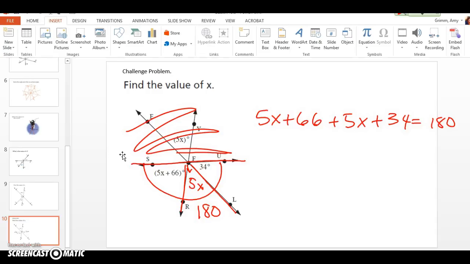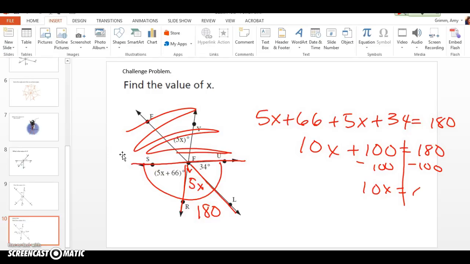And then from here, we just add our like terms. So 5x and 5x is 10x. And 66 and 34 is 100. Equals 180. Subtracting out 100, we get 10x equals 80. So that x equals... 5x plus 5x is 10x.